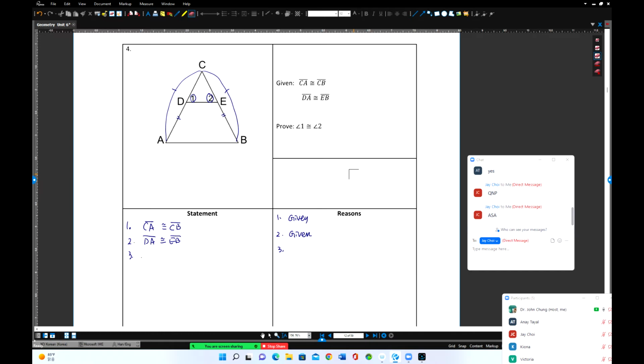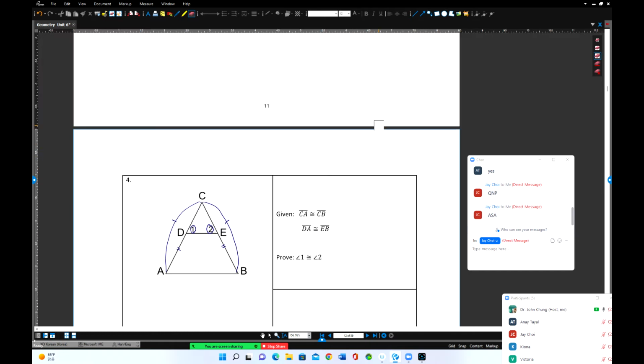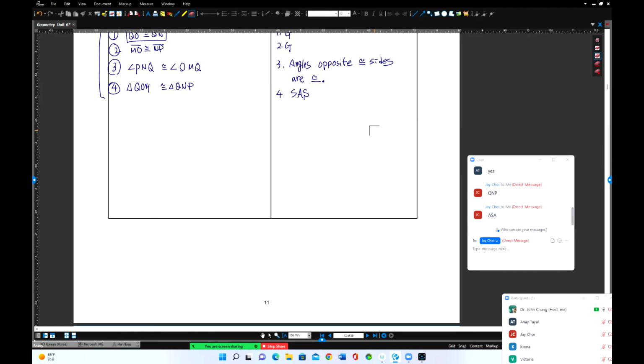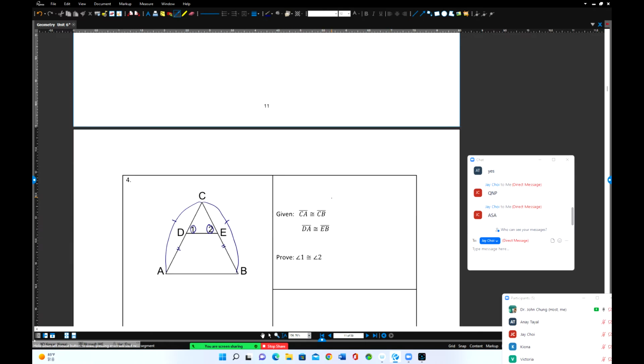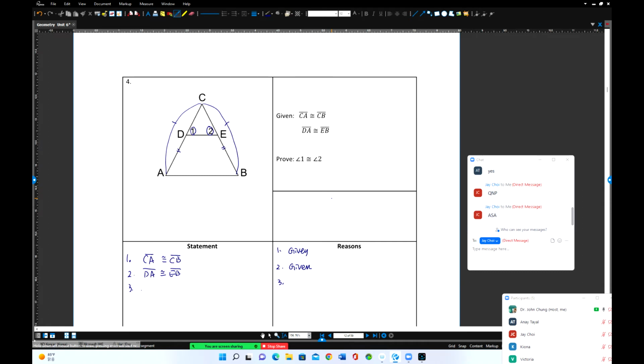Do you remember the rule over here? No, that is not angle side angle. Can you see that over here? Angles opposite congruent sides are congruent. We have to use this one. You have to say it right: these two sides are congruent. That's right. You need to say it this way. How can you prove this one?